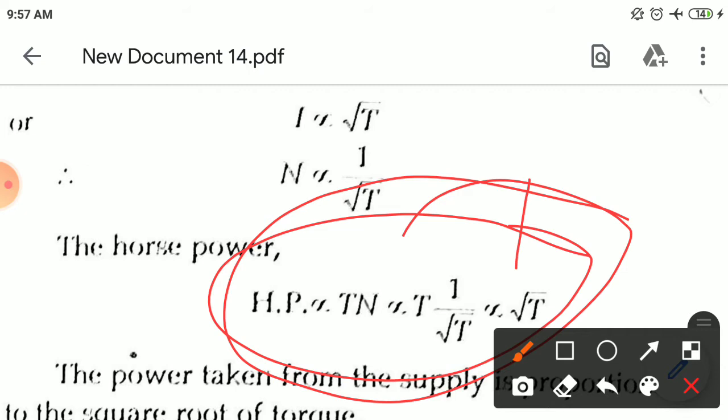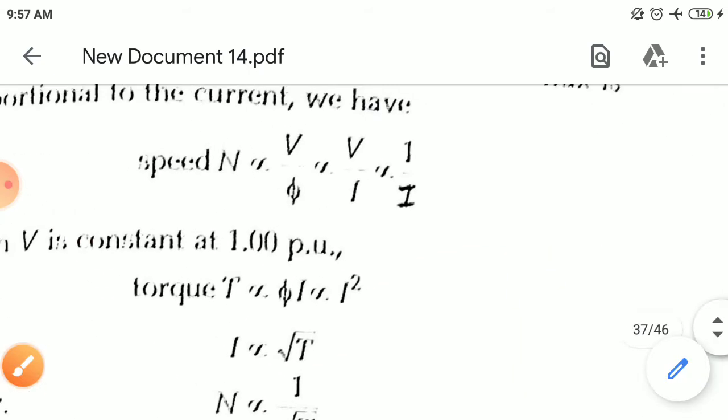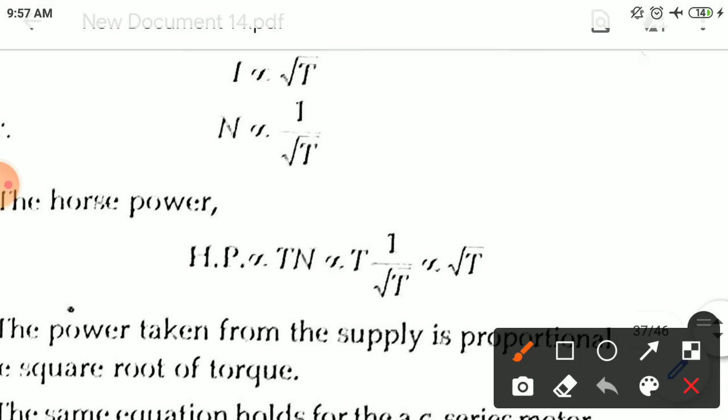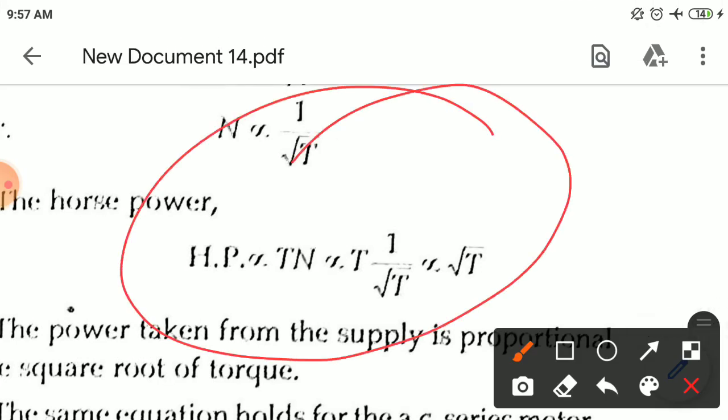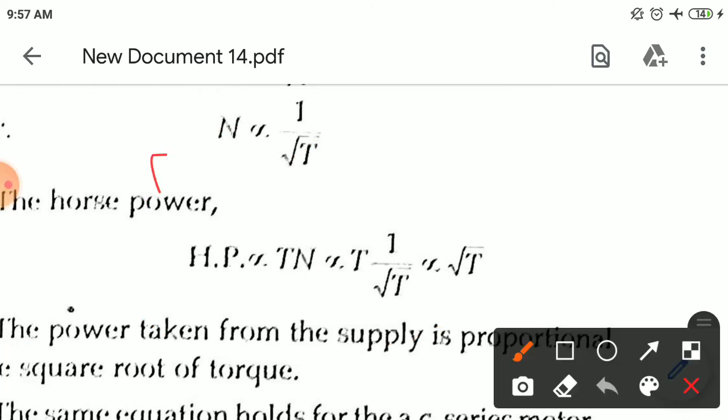that series motors are ideally suited for traction service. From all these parameters we come to the conclusion that DC series motors are suited for traction applications. Why are they suited? Because, first point, the DC series motor gives a high starting torque. Next, the second point, it has a high free running speed.